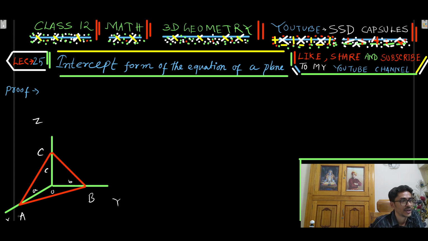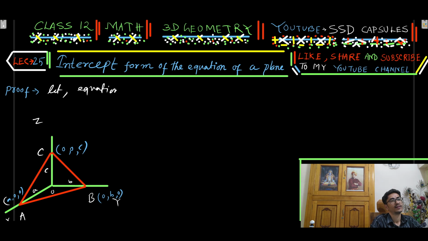So the coordinate of A is A, 0, 0, coordinate of B is 0, B, 0, and coordinate of C is 0, 0, C. Now we will start the proof. Let the equation of the plane be ax plus by plus cz plus d equal to 0.